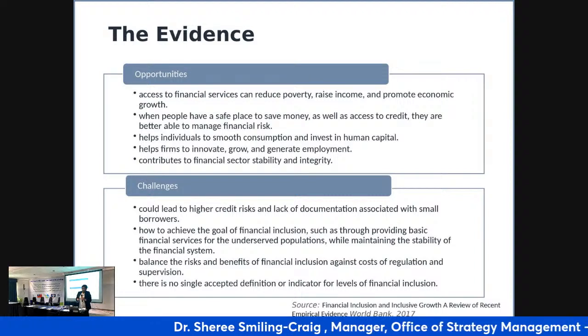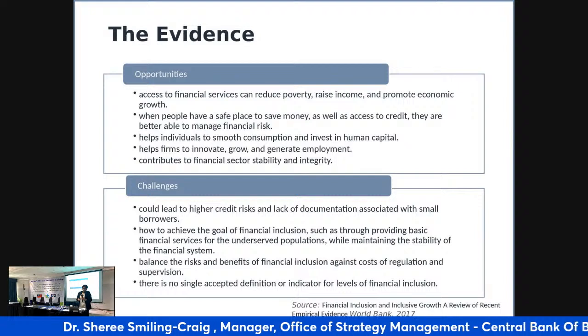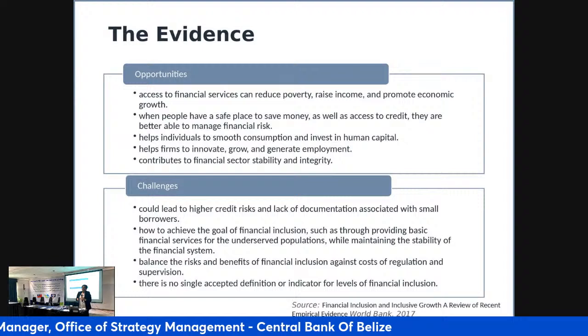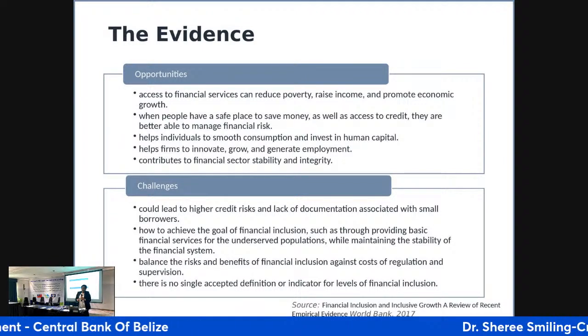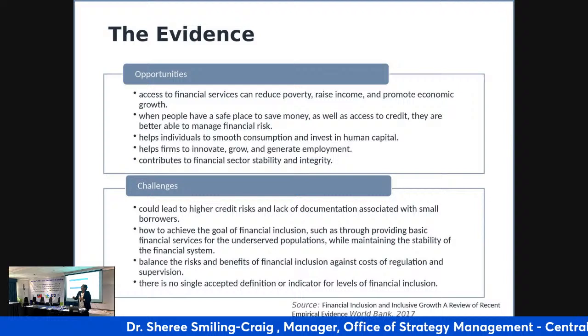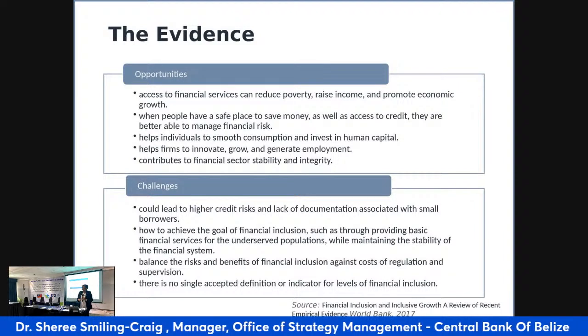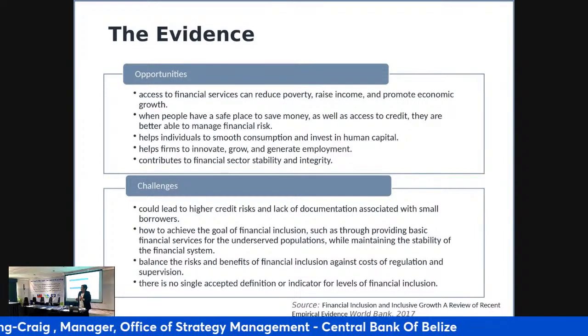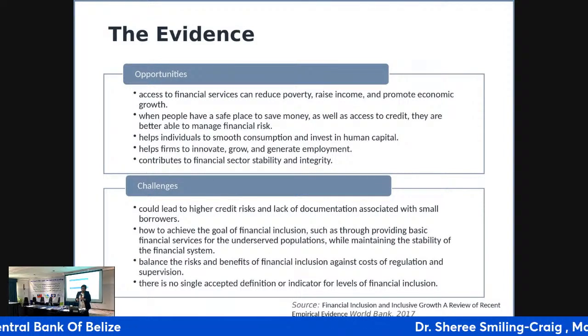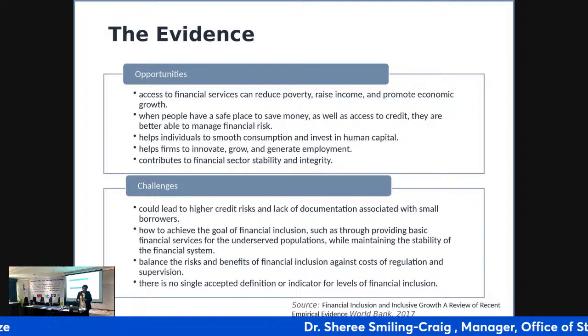And of course, there's a lot of opportunity where we see that financial inclusion contributes to financial sector stability and integrity. There are challenges, clearly. Everything has a challenge, right? Once you are extending credit, and I heard Marlo speak to that, then we have to balance the risk of extending credit and getting payments in return, right? So there are higher risks in the credit arena.